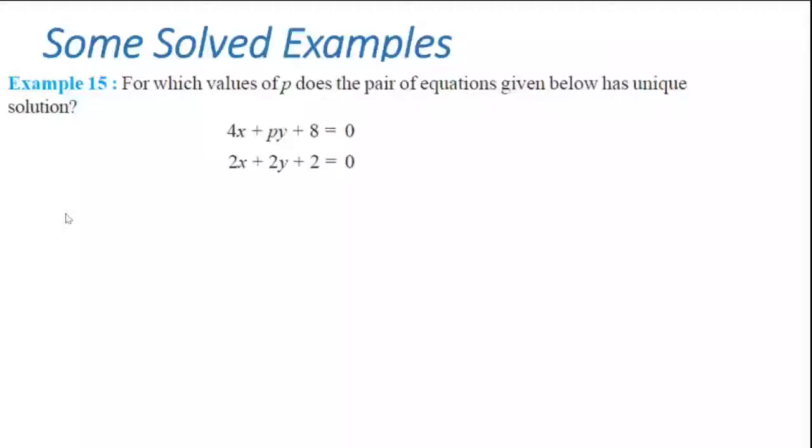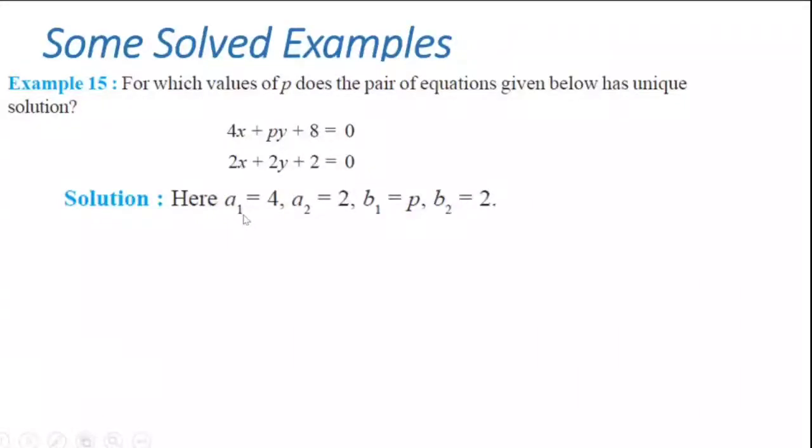For which values of p does the pair of linear equations given below have a unique solution? Now, I have already done this kind of question, wherein whenever we have the unique solution, if you all can recall, the condition is a1 upon a2 is not equal to b1 upon b2. So if I compare this equation to the general form of equation a1x plus b1y plus c1 equal to 0 and a2x plus b2y plus c2 equal to 0, I get a1, the coefficient of x, equal to 4, a2, the coefficient of x in the second equation, as 2, b1 as the coefficient of y in the first equation as p, b2, the coefficient of y in the second equation, as 2, c1 as the constant term, and c2 as the constant term of the second equation.